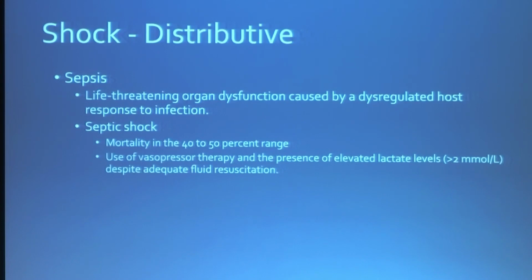Sepsis: life-threatening organ dysfunction caused by an abnormal host response to infection. It's now not regulated like it normally is. Your normal response to infection is quite well established now. Sepsis is more common in the very young or the elderly. Septic shock has a mortality in the range of 40 to 50%.